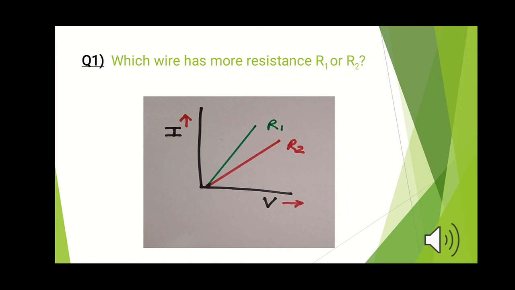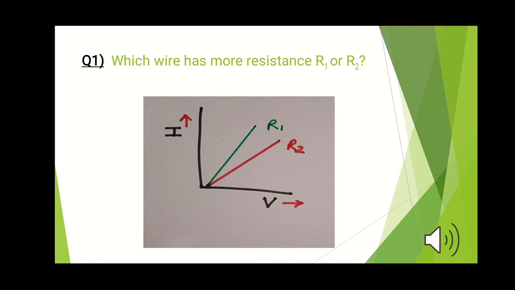The second question is, in the last graph, which resistance will have more length? We know the relation between resistance and the length of the conductor: R is equal to rho L upon A. It means the resistance of a conductor is directly proportional to its length. So the wire which has more resistance will have the greater length. So R2 will have more length compared to R1 if other parameters are constant.